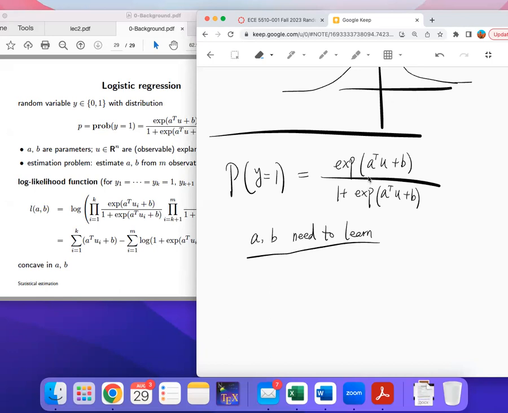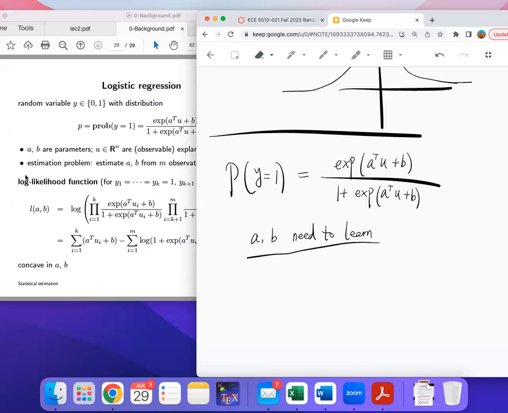If this is very high, then maybe the model is raising some concerns about this patient. Yeah, so that's how we apply this model, right? But here the question is, say if I give you a bunch of labeled data sets, how can we learn a proper A and B?